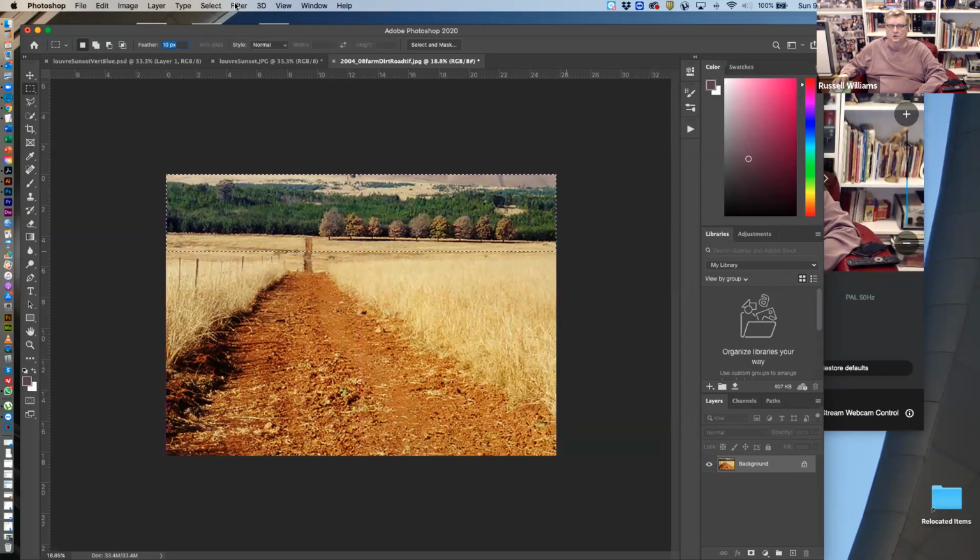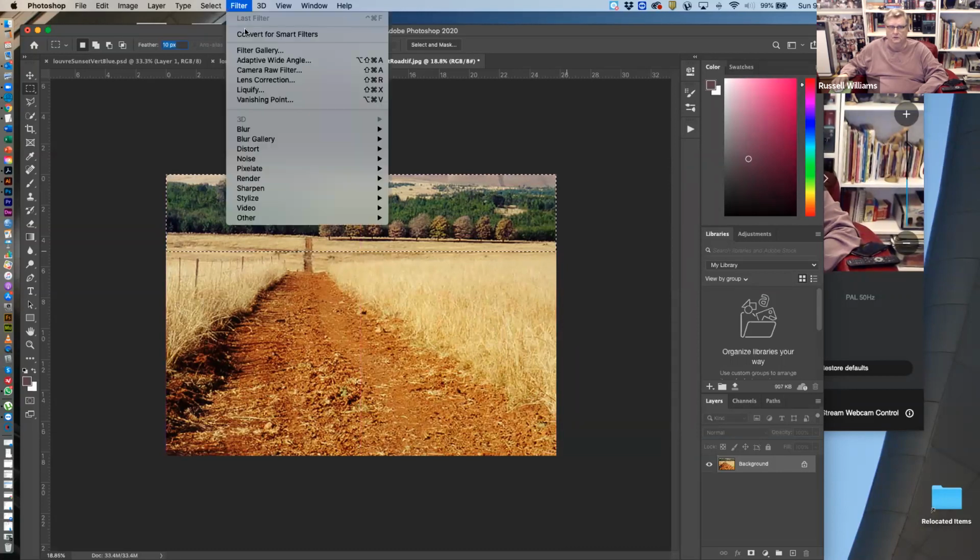I'm going to go to filter. I'm going to look at blurs. So I'm going to do an iris blur, which means it's like depth of field.